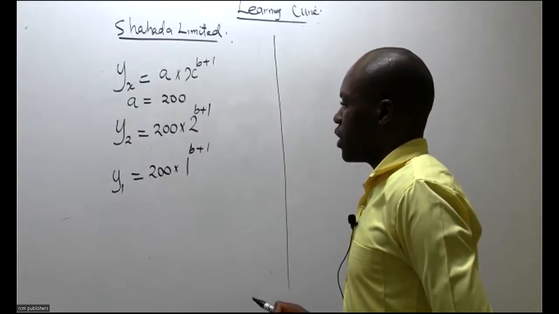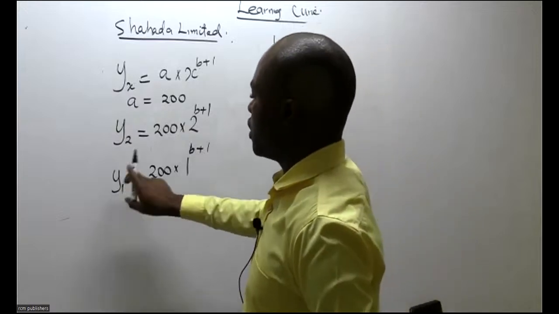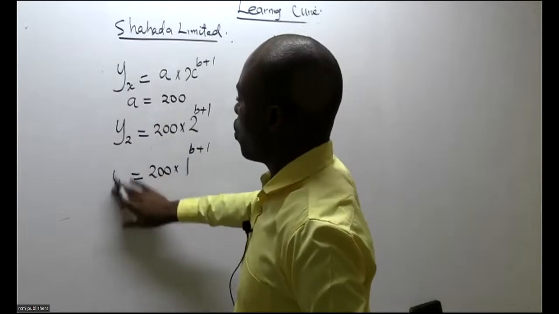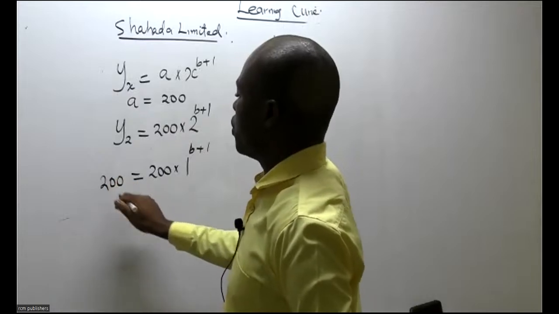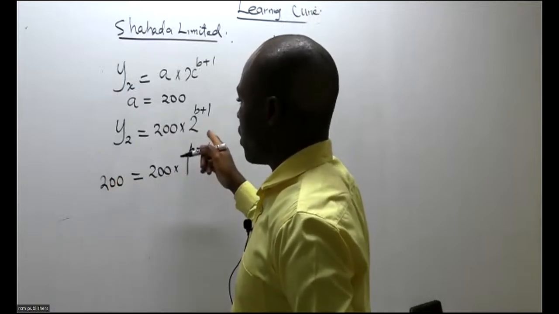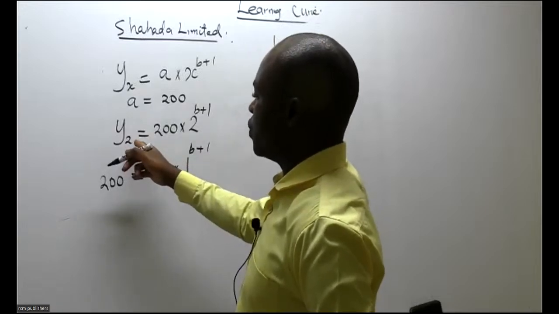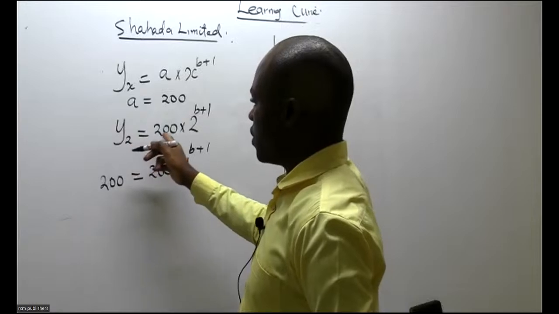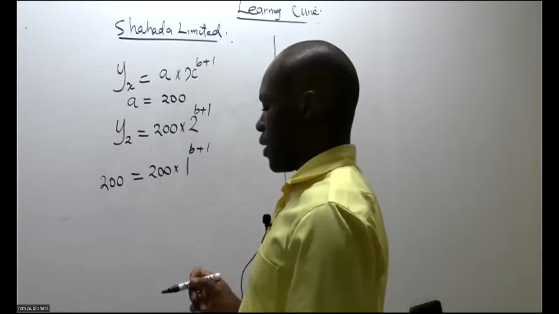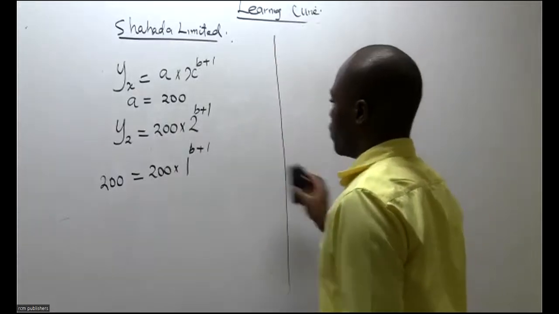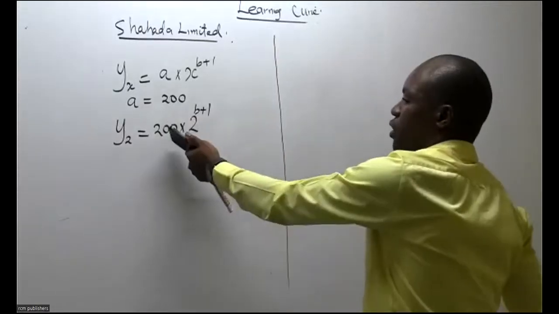Now, are we able to get that B plus 1? Remember, the time taken to produce the first unit is equivalent to 200. So your 200 should be equivalent to this times this raised to the power B plus 1. The first 2 units will be 200 raised to the power B plus 1. But I don't want to confuse you with this other part. Let's deal with this one here only.